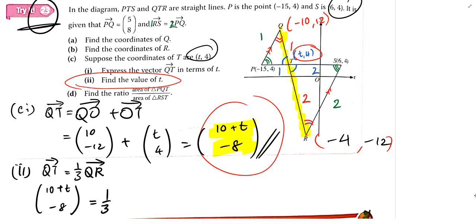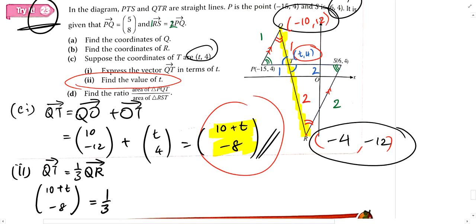Do we have the answer for QR, or do we have to work it out? What is the answer? Where? No, we are supposed to make use of the coordinates to get the vector QR.